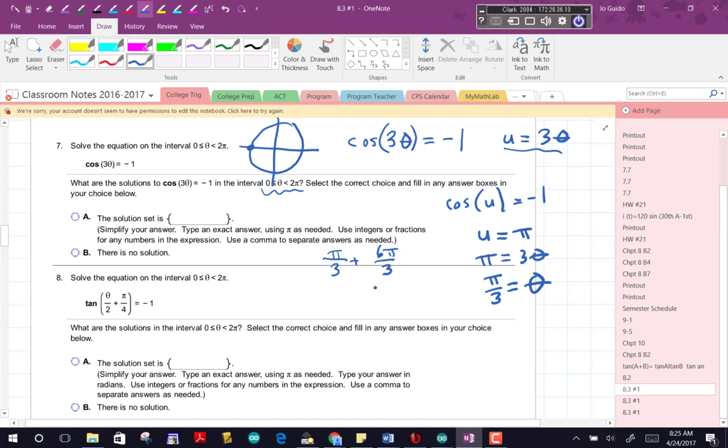Oh wait, would it? 7 pi over 3? Yeah, that would be outside of our domain. I believe pi over 3 is the only answer.